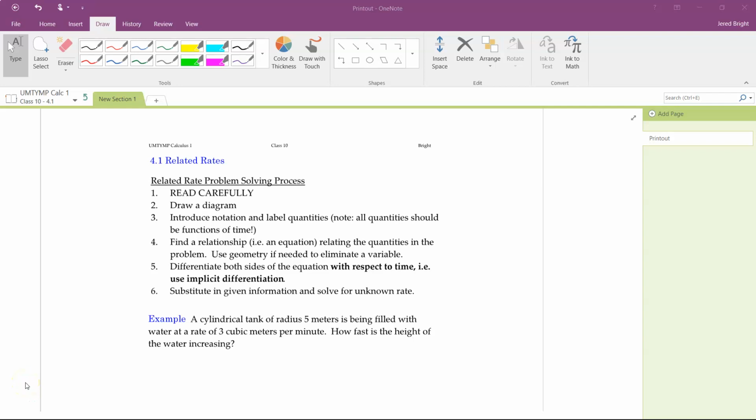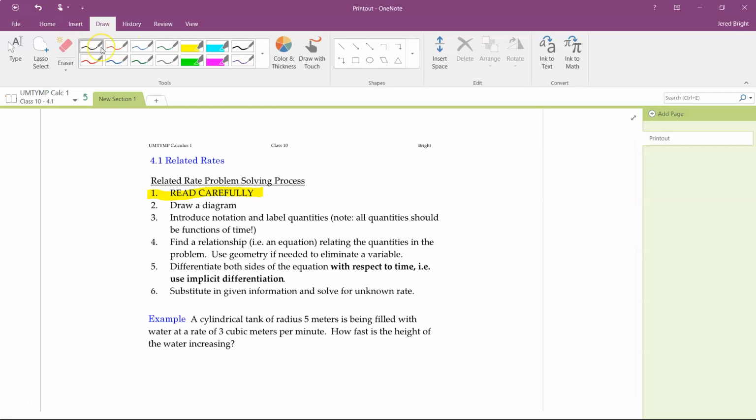Welcome back, and now we are going to get into related rates fully and solve some exercises. So generally when we do related rates, the 6 steps here I have illustrated are very useful. Number one thing that trips students up is that they don't read the problem carefully. So that's why it is number one and in all caps. Make sure to read carefully.